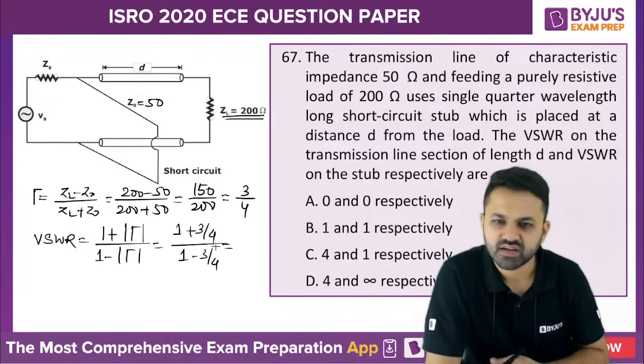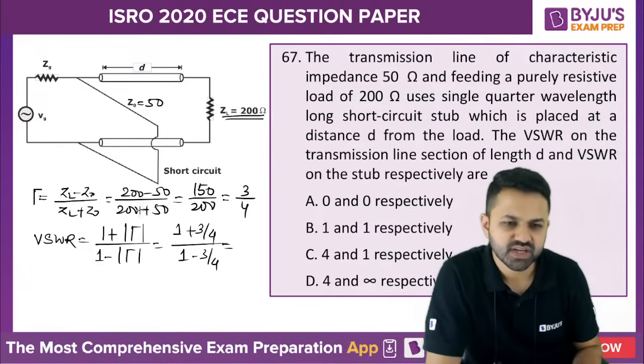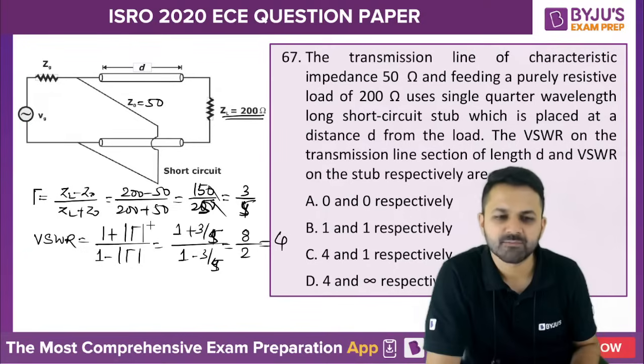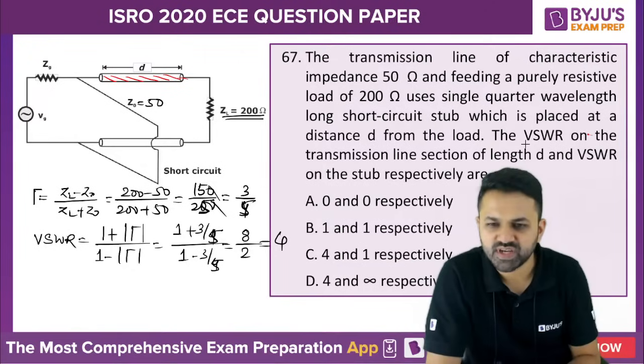Wait, I think I have made one mistake. The characteristic impedance of the line is 50, so 200 minus 50 is 150, and 200 plus 50 is 250. Sorry, this is 250, so the zeros get cancelled and this is 3 upon 5. So we have 8 upon 2, that is 4. So VSWR of this line is 4. So VSWR on the transmission line section of length D is 4.